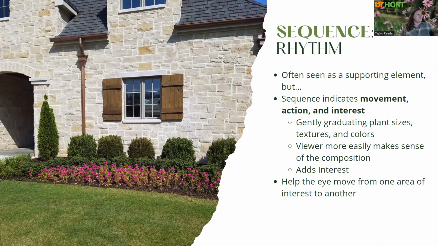So sequence can do the same thing. With sequence, we can achieve that movement, that interest in the landscape. Instead of having all of one thing at one height, we're going to graduate those sizes. Or textures. We have a fine texture up front, but a coarse texture in the back. A large leaf like a magnolia leaf in the back, but a smaller leaf like a holly or a boxwood up front. That adds interest. It adds movement. It doesn't just become one bland blob. It moves our eye through that landscape.